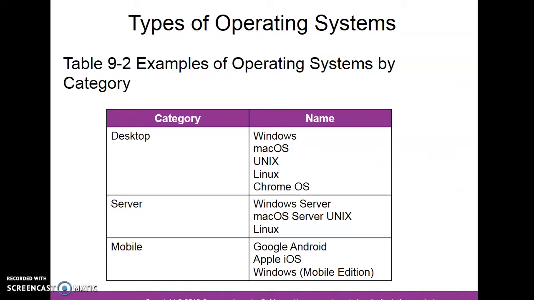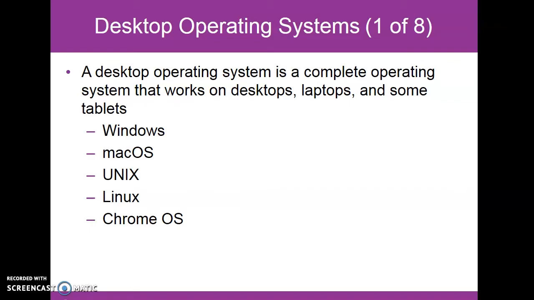For the desktop operating system, sometimes people call it a standalone operating system. It is a complete operating system that works on desktops, laptops, and some tablets. Desktop operating systems sometimes are called client operating systems because they also work in conjunction with a server operating system. It can operate with or without a network. Examples of the most widely used desktop operating systems are Windows, macOS, Unix, Linux, and Chrome OS.